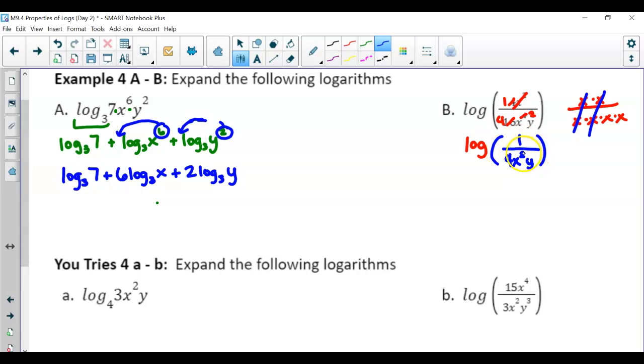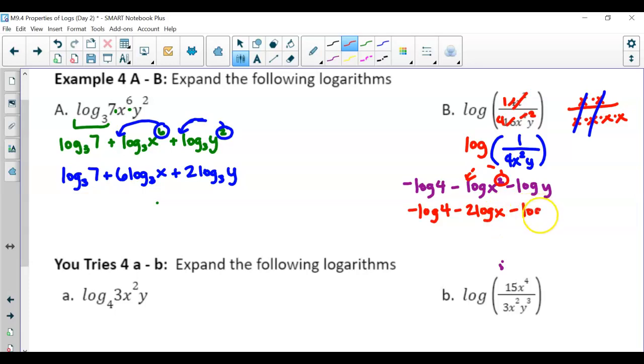Because everything is being divided, when we are writing this out expanded, remember division was subtraction, but everything now is going to be negative. So this is negative log of 4 minus log of x squared minus log of y. But then remember also that power property with that exponent of 2, we can bring that out in front as our coefficient. So negative log 4 minus 2 log of x minus log of y.